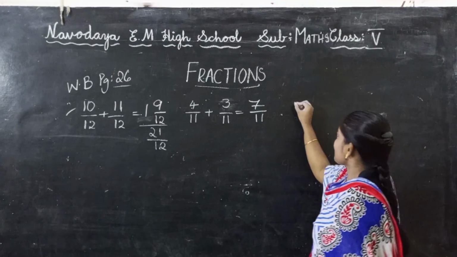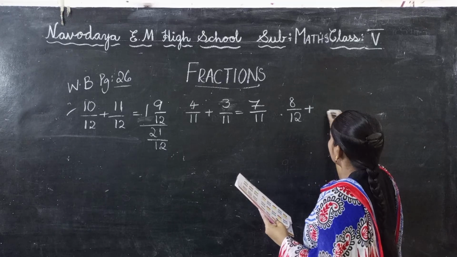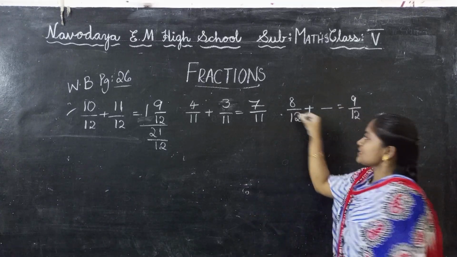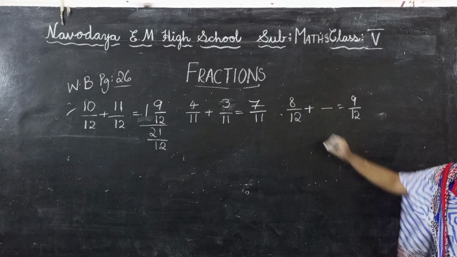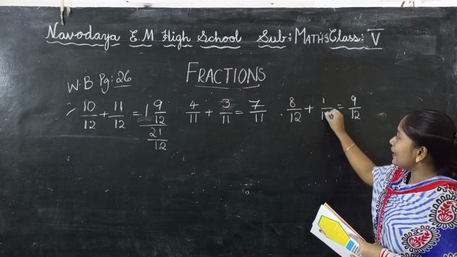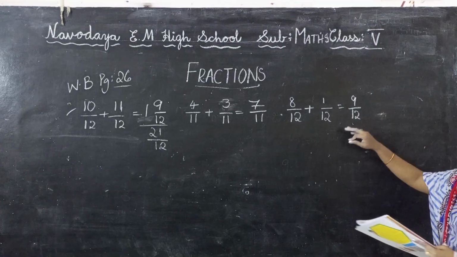Next one, 8 upon 12 plus 9 upon 12. How much I have to add for 8 upon 12? If I add 1 upon 12, it becomes 9 upon 12.